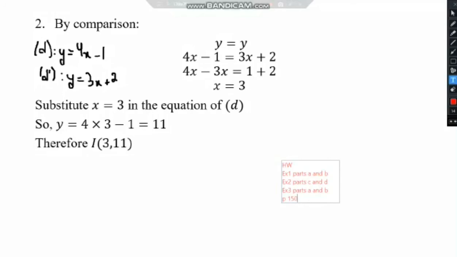In exercise 2, the same question, but here the two lines are perpendicular. So we can find the slope using the formula slope of D times the slope of D prime equal to minus 1, and the point is given. In exercise 3, we should calculate the length of segment AB using the formula radical xb minus xa squared plus yb minus ya squared. We can apply the formula directly to find the length of AB.